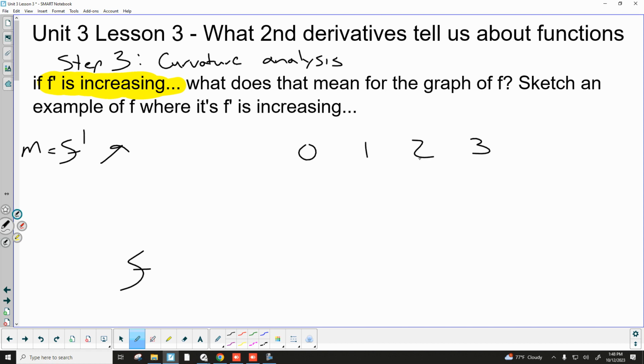Yeah, good. Perfect. We see that it's got to kind of curve like this. It's got to kind of curve upward. All right, cool. 0 slope, 1, 2, 3. These are slopes increasing, creates this type of curve. This isn't the only way slopes could increase.